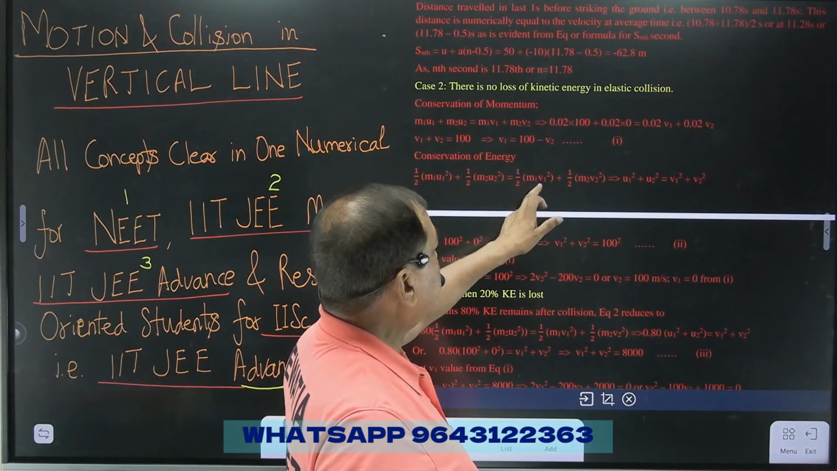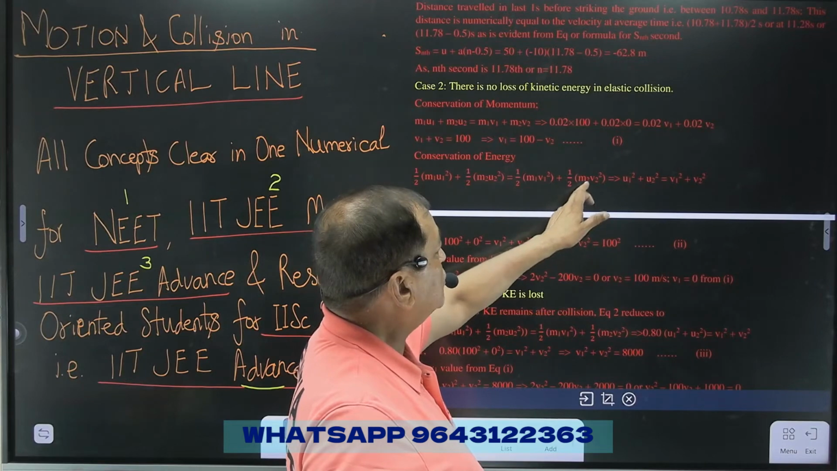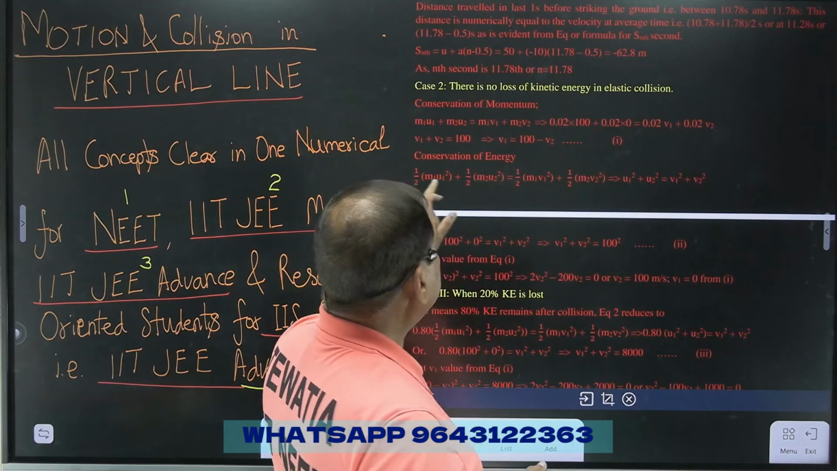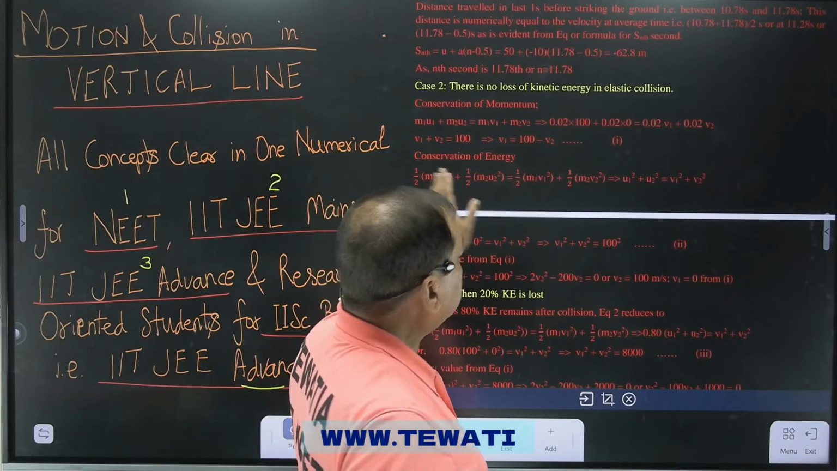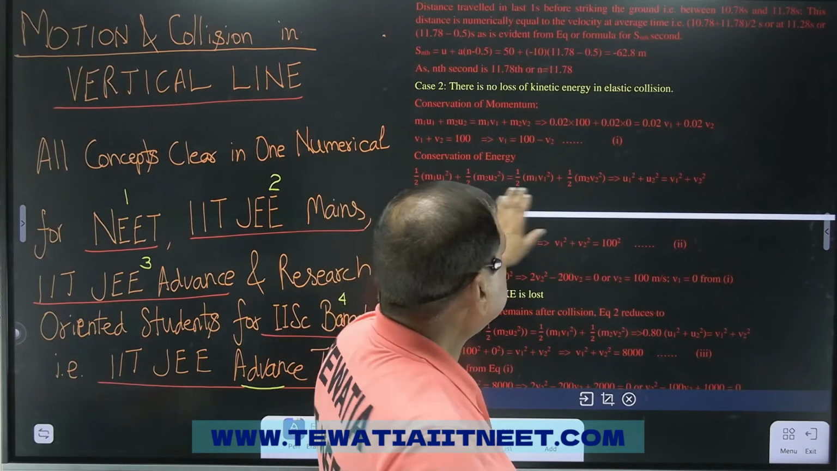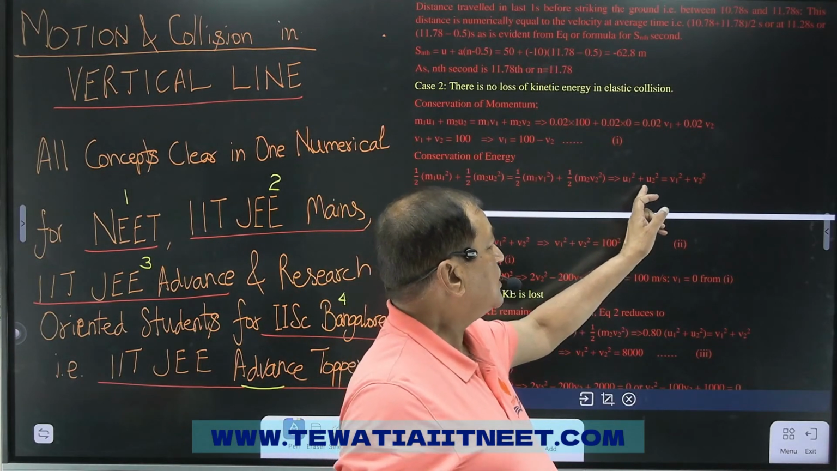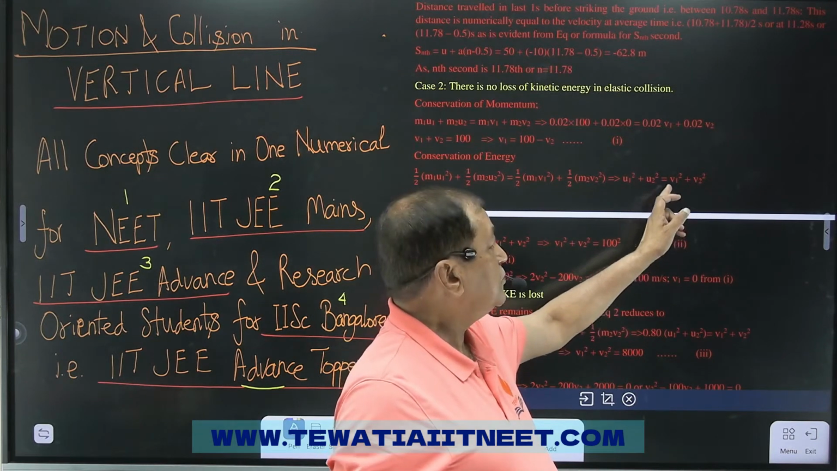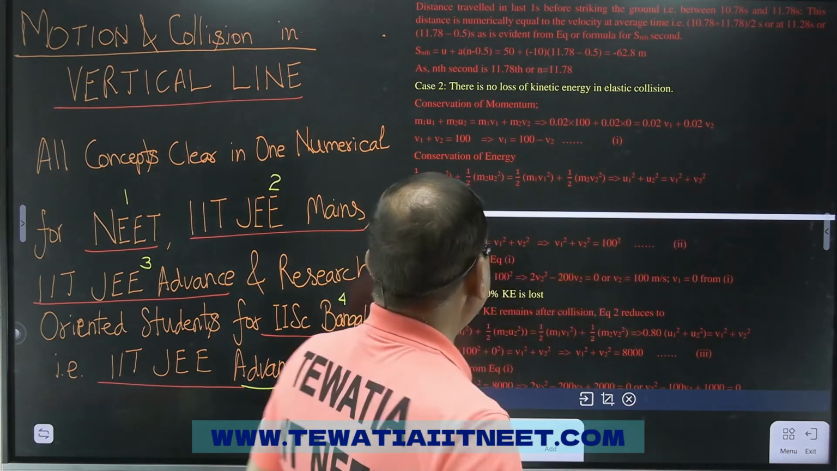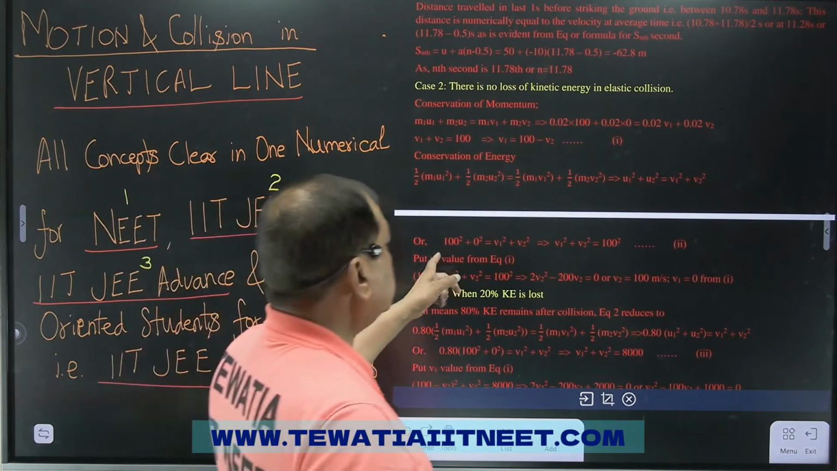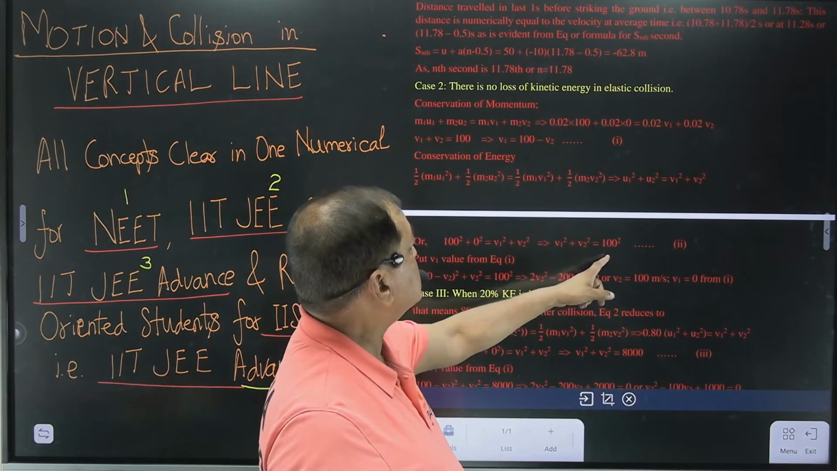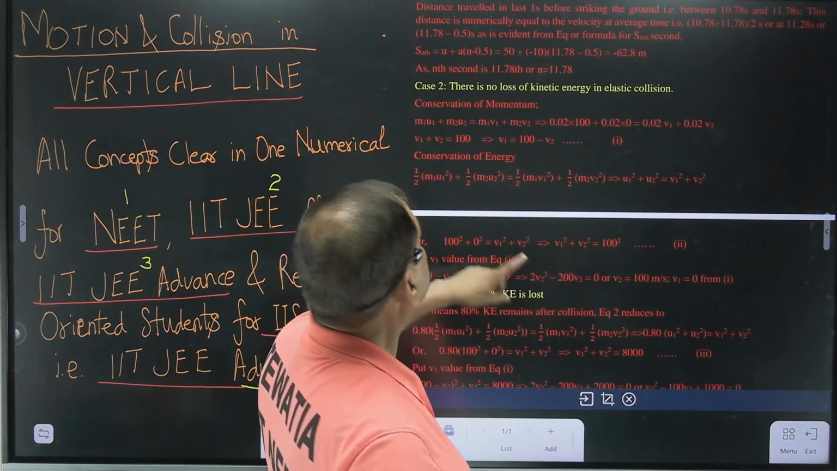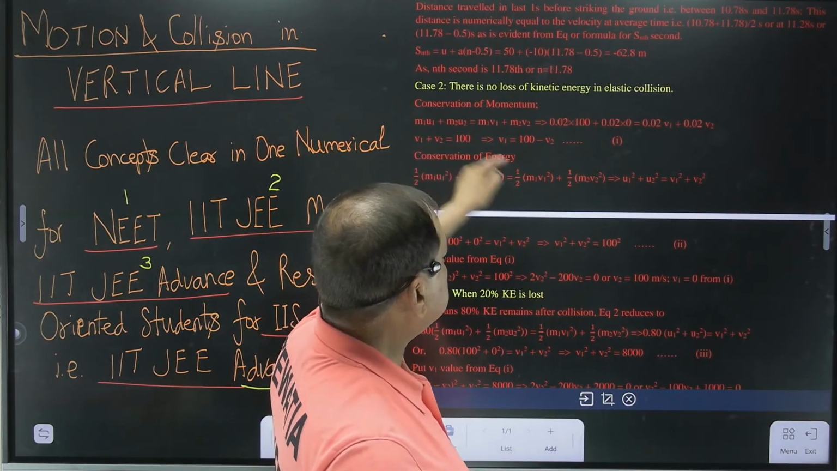Then conservation of energy: half m1 u1 square plus half m2 u2 square is equal to half m1 v1 square plus half m2 v2 square. Because m1 is equal to m2, both are equal, so m and half all get cancelled, and this equation reduces to u1 square plus u2 square is equal to v1 square plus v2 square. Then u1 is 100, u2 is 0, so v1 square plus v2 square is equal to 100 square.